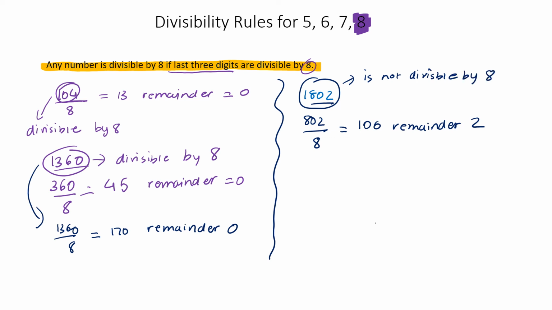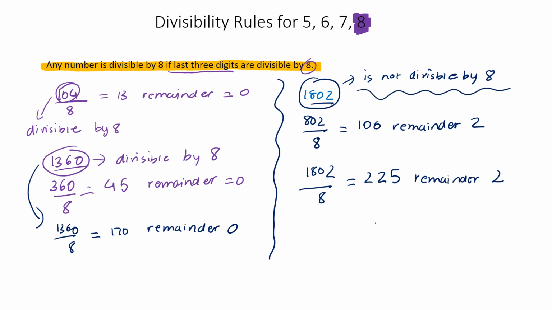If you want to check that out, 1802 divided by 8, that goes 2, which leaves us a remainder of 2. Oops, I'm so sorry, I didn't mean to write 4, it's supposed to be 2. So our quotient would be 225 with the remainder of 2, which once again proves that this is not divisible by 8.